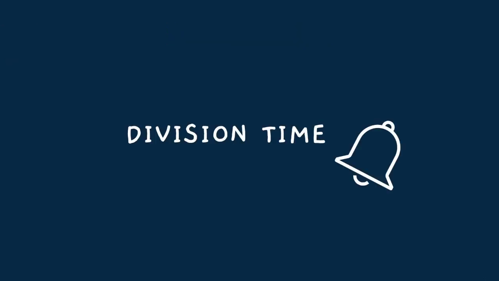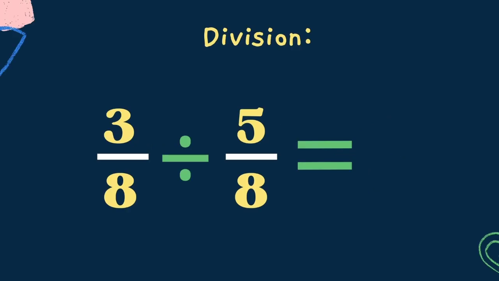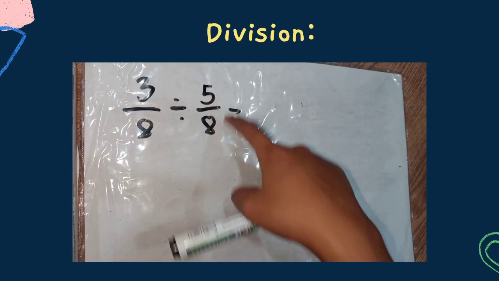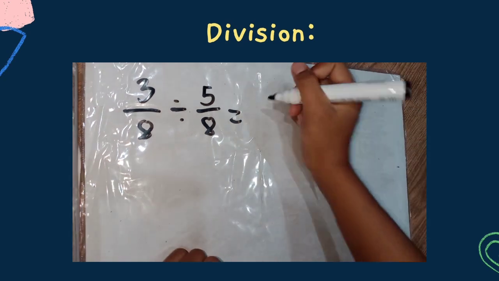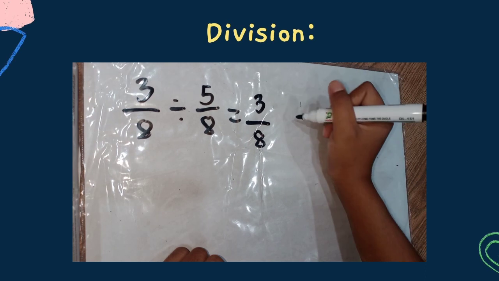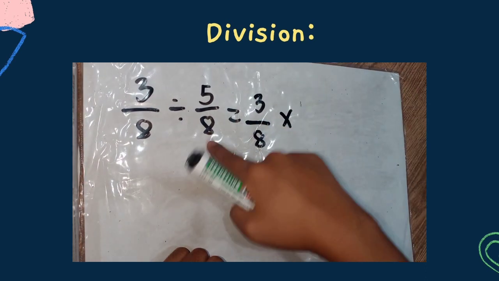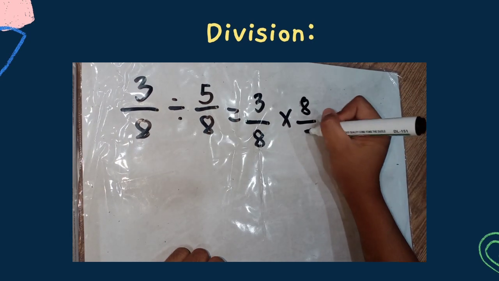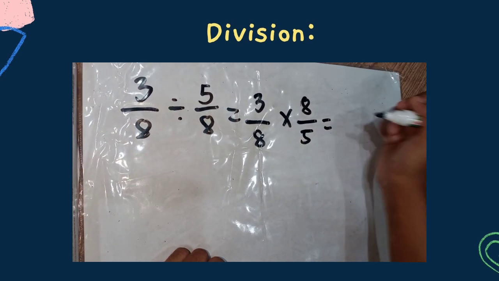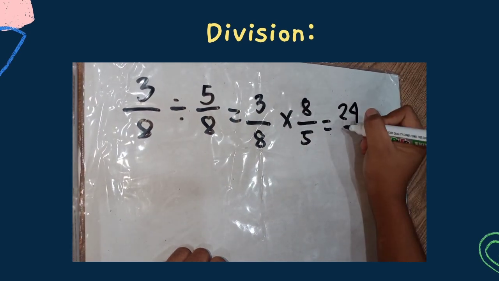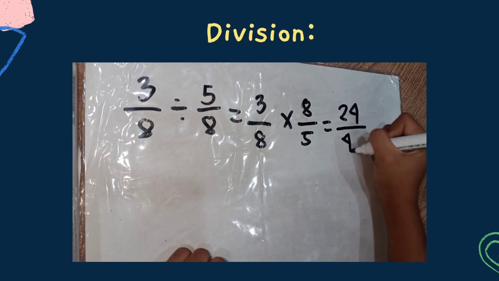Let's proceed with division. Let's solve this 3 over 8 divided by 5 over 8. It's just easy. We just have to get the reciprocal of the second fraction. First, let's copy the first fraction, which is 3 over 8. Then change the operation to multiplication. And just get the reciprocal of 5/8, which is 8 over 5. And just multiply them. 3 times 8 is equal to 24 and 8 times 5 is equal to 40.